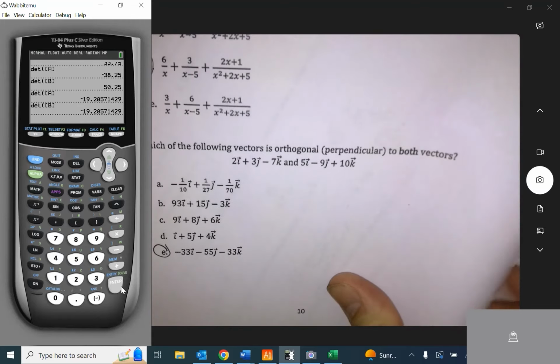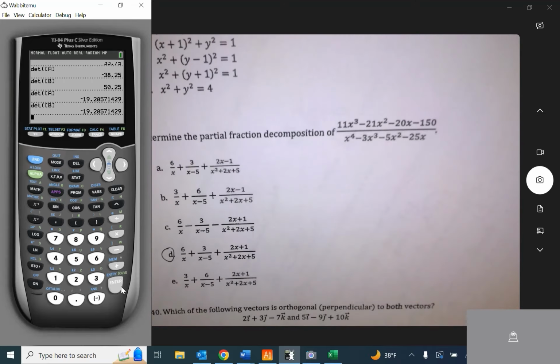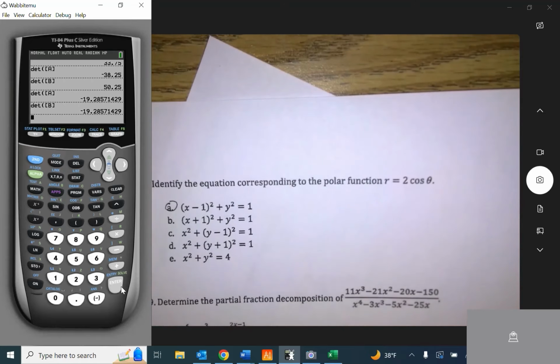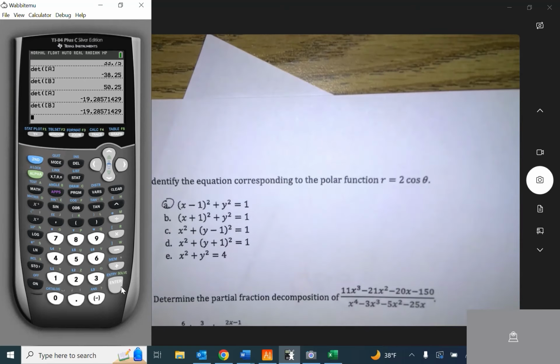Identify the equation corresponding to the polar function r equals 2 cosine theta. That is a circle, believe it or not. When we do polar equations, obviously I'll show you how to do these by hand. It's not that hard. Anyways, we have a calculator.